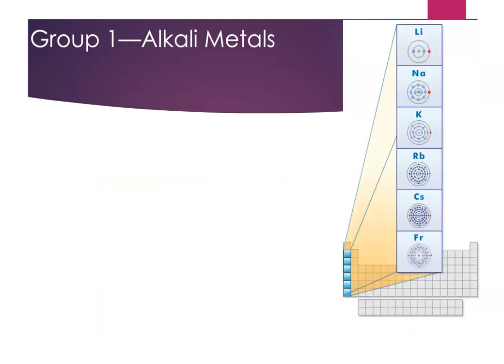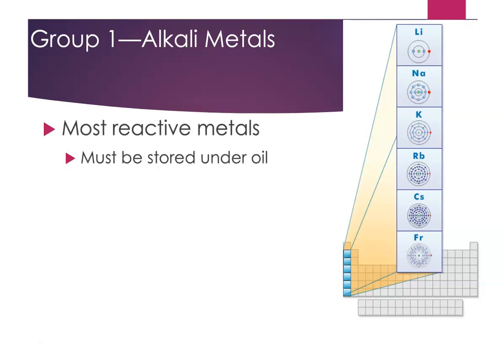Let's talk about the group 1 elements, the alkali metals: lithium, sodium, potassium, rubidium, cesium, and francium. Now, I do want to point out that although hydrogen does fit into group 1, it's not considered an alkali metal. It doesn't behave as a metal. It really doesn't have metallic properties. But let's talk about the alkali metals and some of their behaviors.